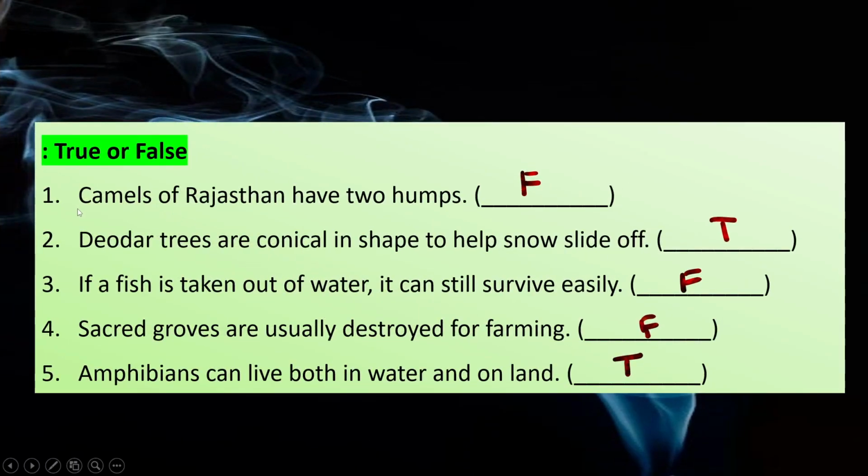True or false? First one. Camels of Rajasthan have two humps. False. It has only one hump. Second one. Deodar trees are conical in shape to help snow slide off. True.